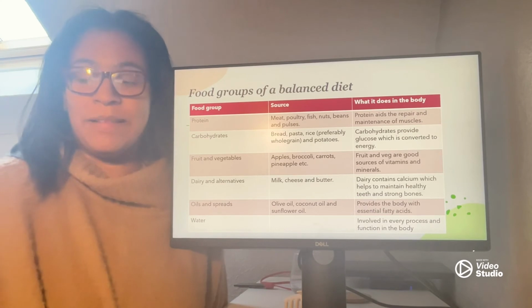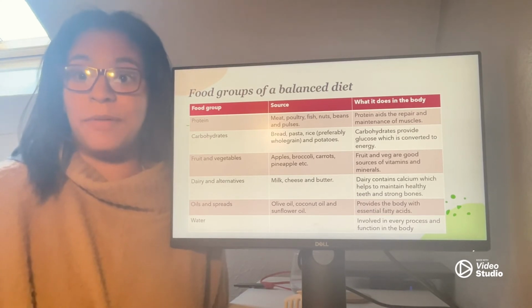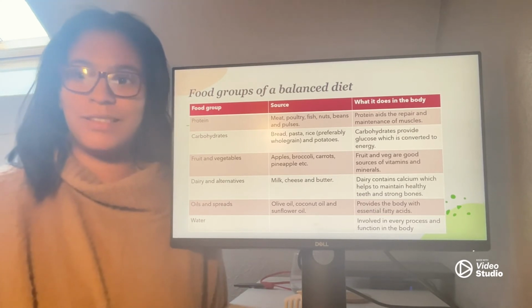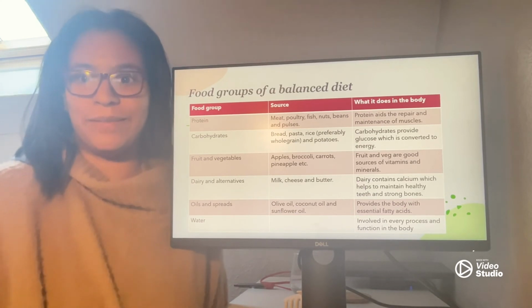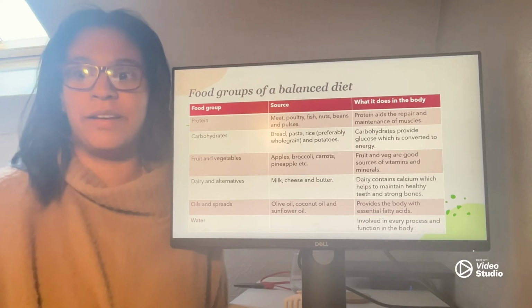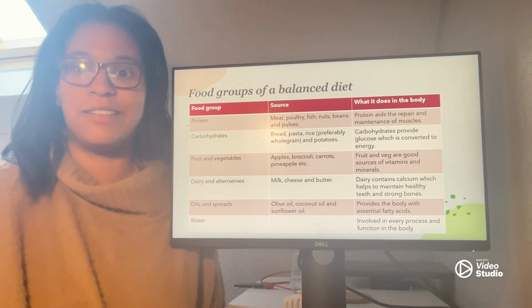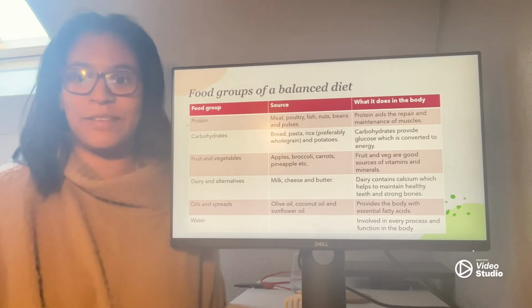Carbohydrates can be found in potatoes, bread, pasta, rice, preferably whole grain, which provides good quantities of vitamins, minerals and dietary fibre. Carbohydrates are the body's main source of energy as they provide glucose, which is converted into the energy needed to support bodily functions and physical activity.